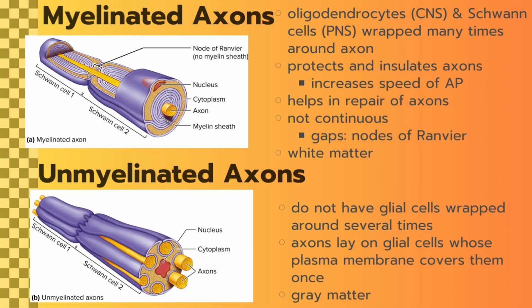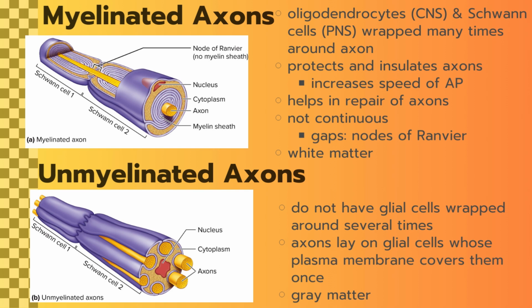The myelin sheath is not continuous down the entire axon. Instead, there are gaps between the myelin, which are called nodes of Ranvier. Myelinated axons are known as white matter because the myelin is a whitish color due to its high lipid content.